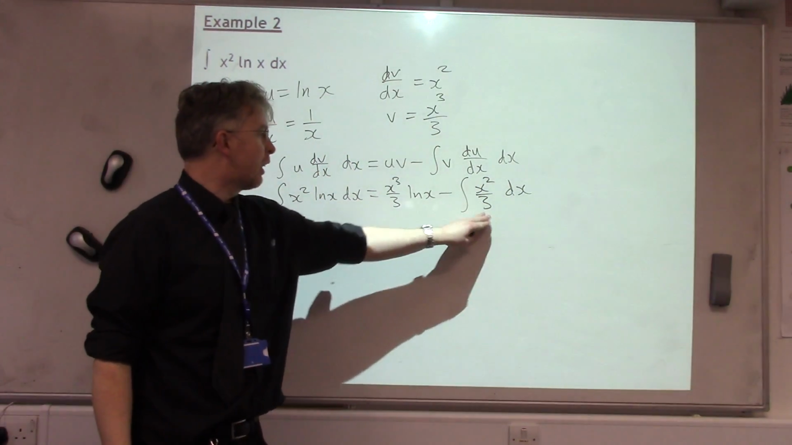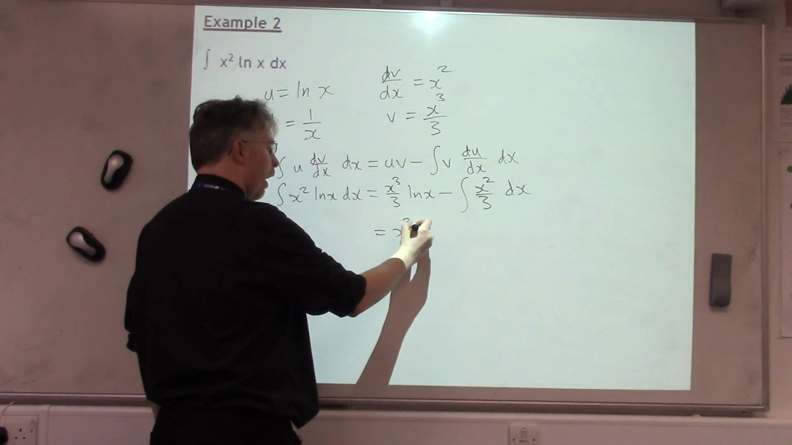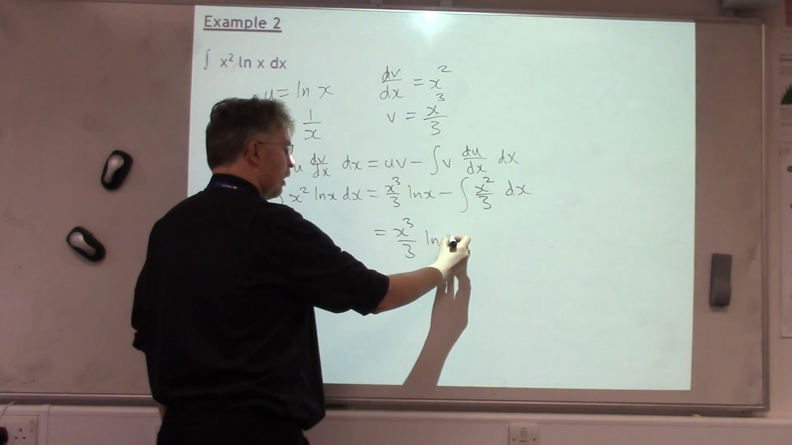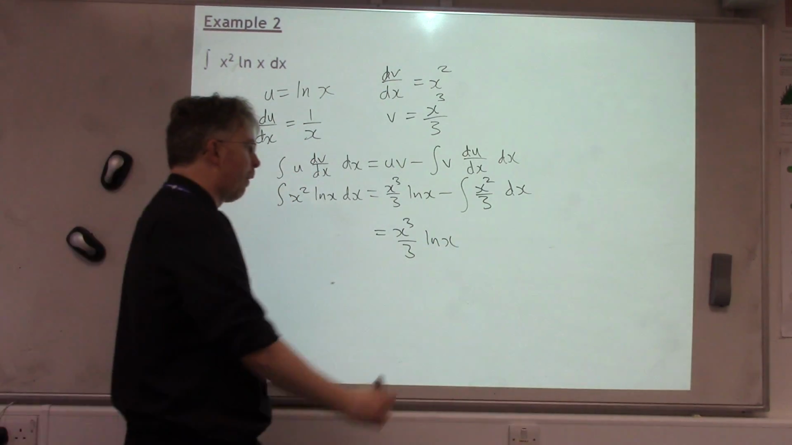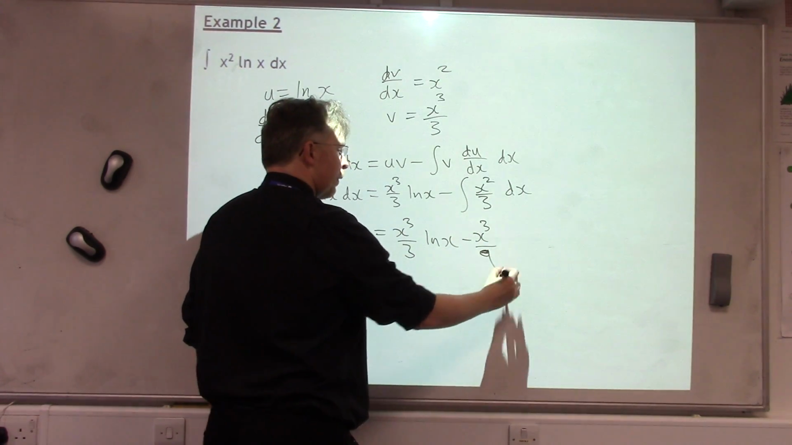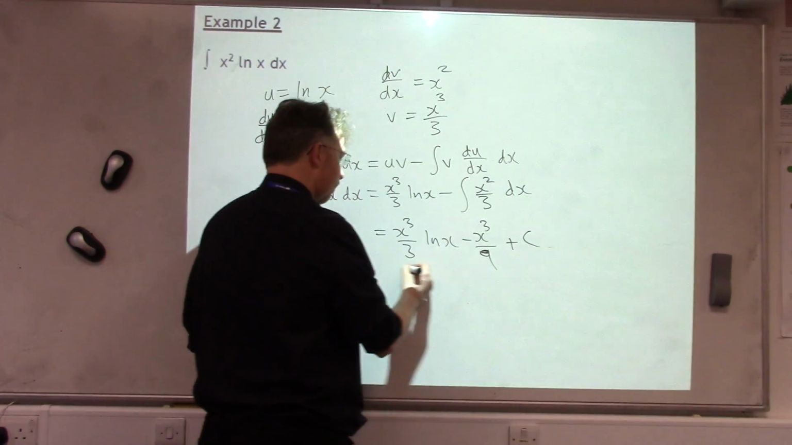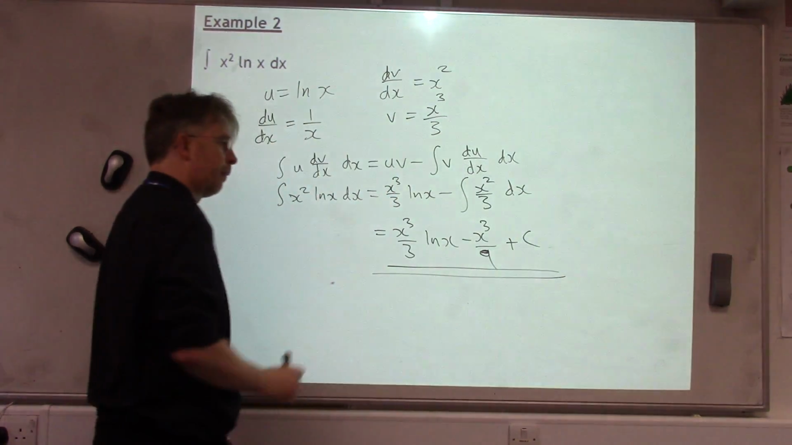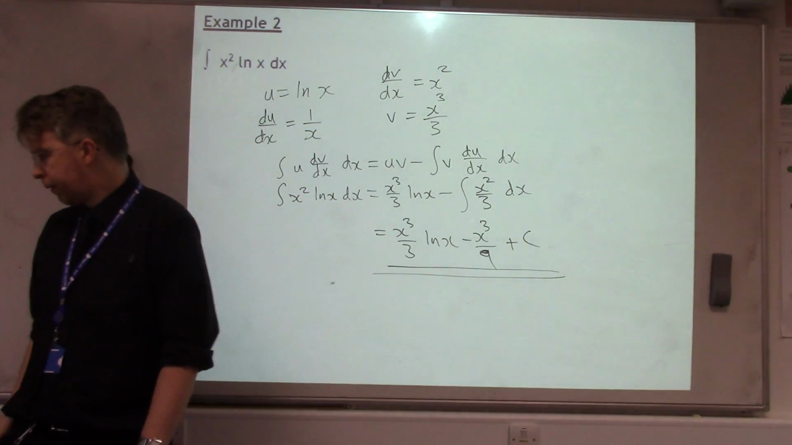And again, the right hand side is easier to integrate than the left hand side. So you get x cubed over 3 ln x, integrate x squared over 3, increase power by 1, divide by the new power, minus x cubed, divide by 3, turns that to a ninth, plus c. And that's example 2.